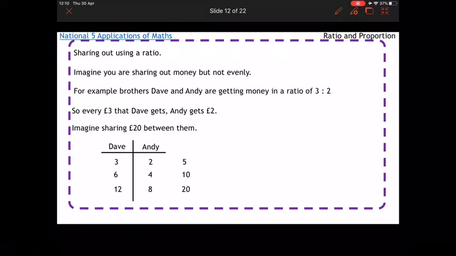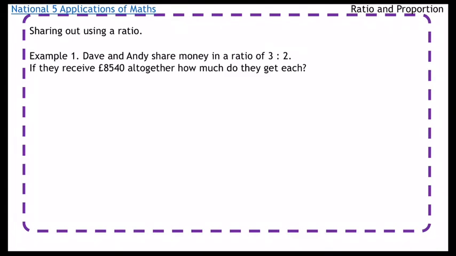Now we're going to do this in a much more complicated example. Dave and Andy are going to share a ratio of 3 to 2, and they receive £8,540 altogether. How much do they each get? Hopefully you can see that from the method before, we wouldn't be able to do that. So instead, we're going to work out firstly how many shares there are in total, work out what each share is worth, and then with that work out what each person is going to get.